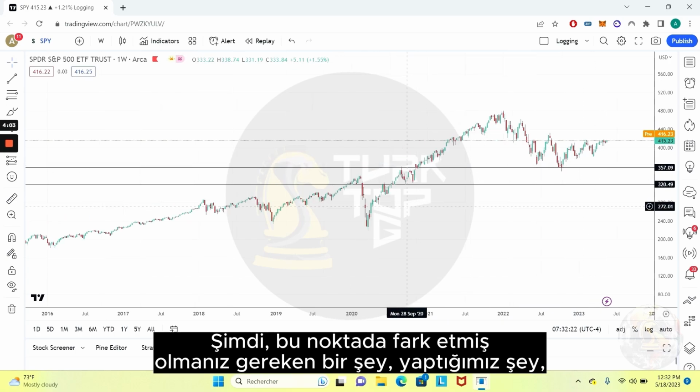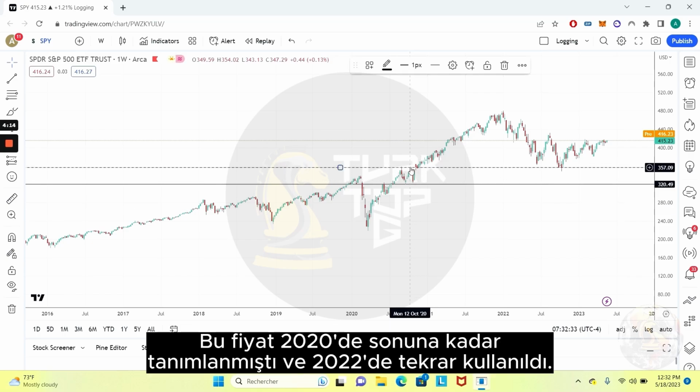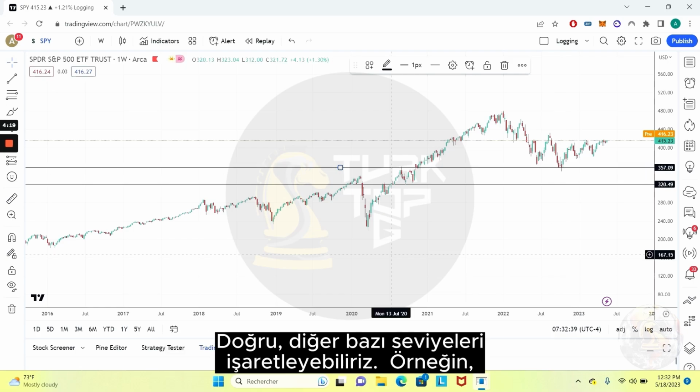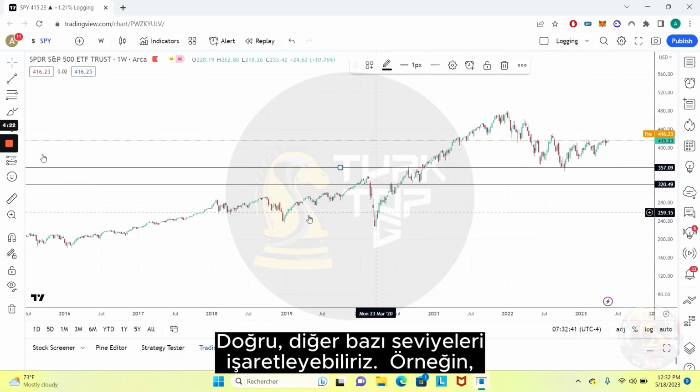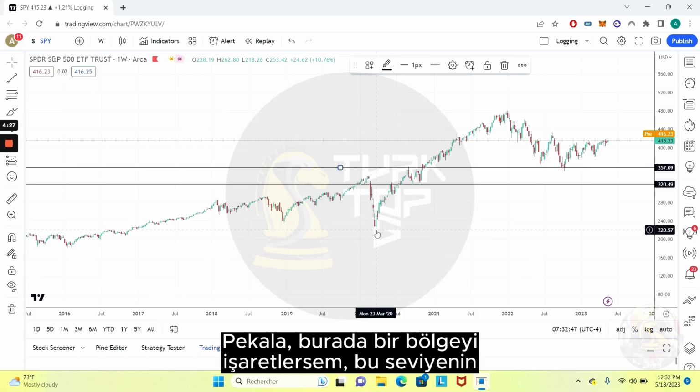Now, one thing you guys should have noticed at this point is what we're doing is using historical price action to mark important levels. This price was defined all the way in 2020 and it was used again in 2022, right? We can mark some other levels. So for example, let's see where price bounced from in the 2020 drop.